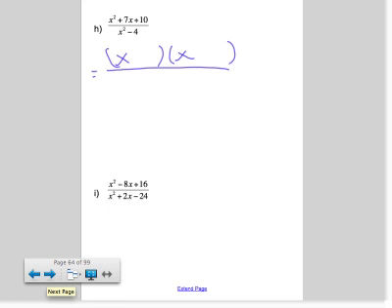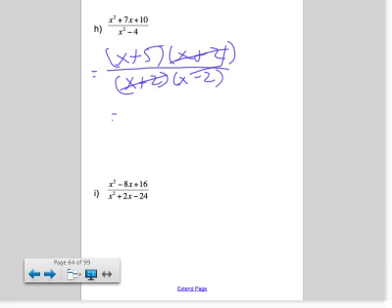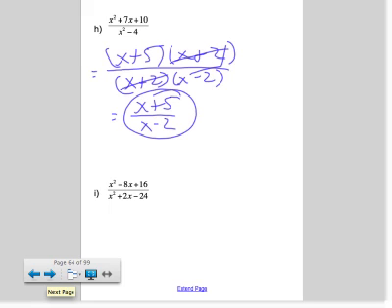So, factor the top. Two numbers that multiply to get 10, add to get 7: 5 and 2. And on bottom, that's a difference of squares, so it's x plus 2, x minus 2. All right, so x plus 2 on top and on bottom cancel. Oops, sorry about that. So I get x plus 5 over x minus 2.